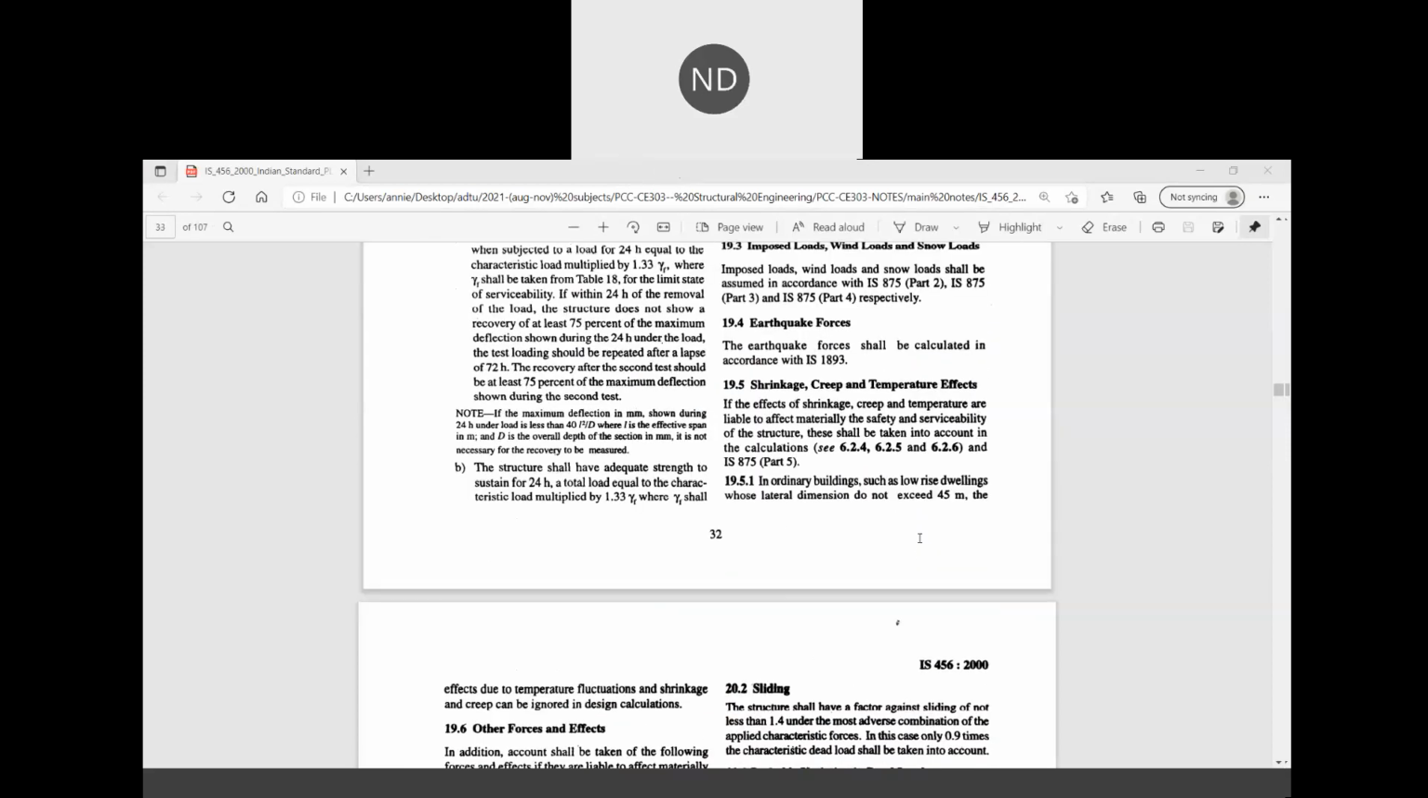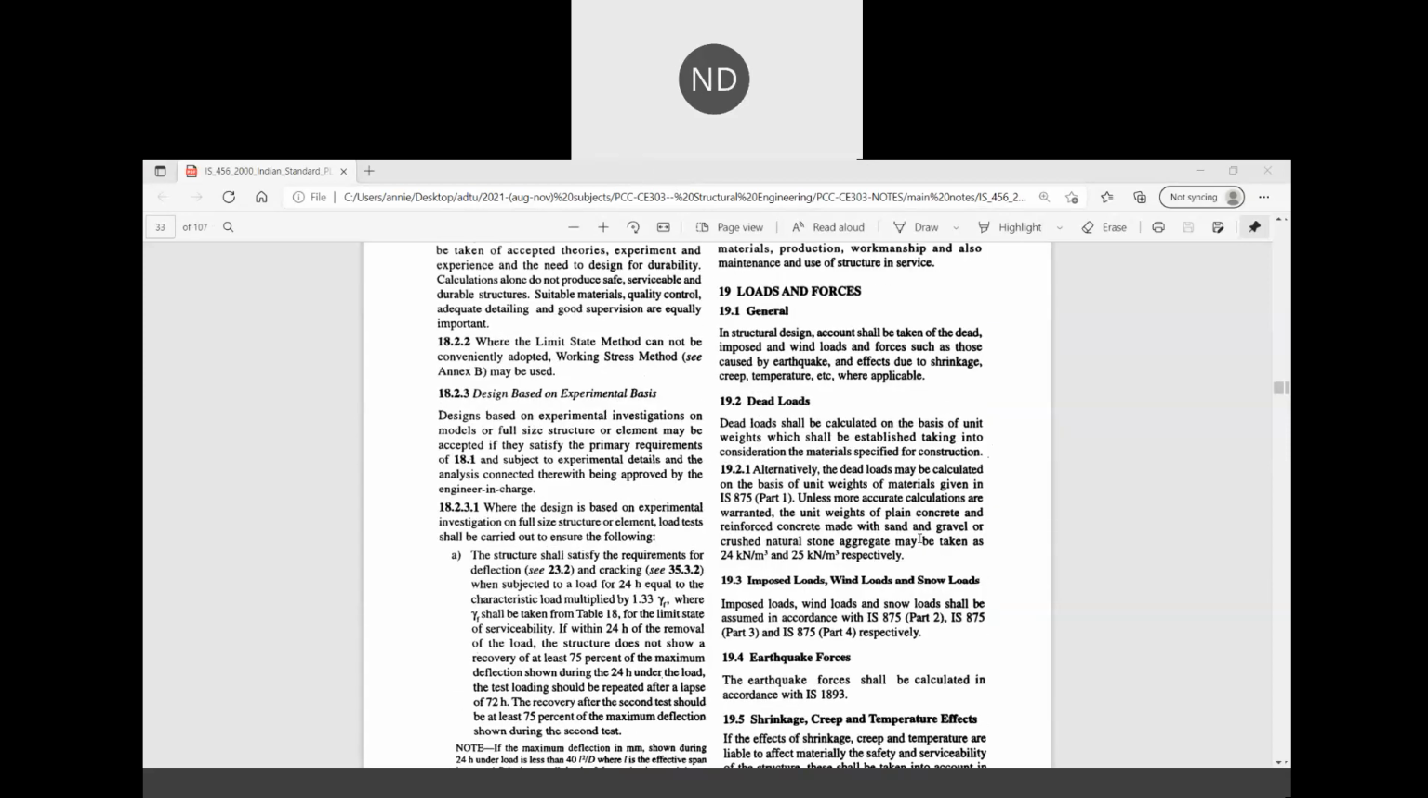Okay, so we were here on page number 32 about the loads. These were your loads. That means, for the loads and forces, according to the IS code, what your IS code says.